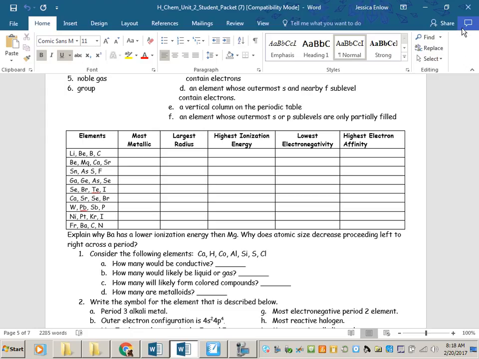And that's because I just told you most metallic. What does most metallic mean again? I just wrote it on the board.